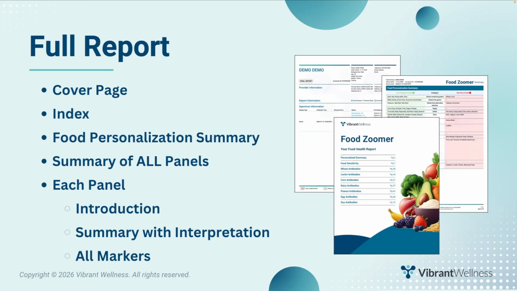Let's start with a quick overview. The Food Zoomer report includes a cover page, an index, a food personalization summary, and then a summary of all the panels. After that, you get a full report for each of the 8 panels included in the Food Zoomer. Each full report includes an introduction, a summary with marker interpretation, and then ends with a list of all the markers. Let's dive in.